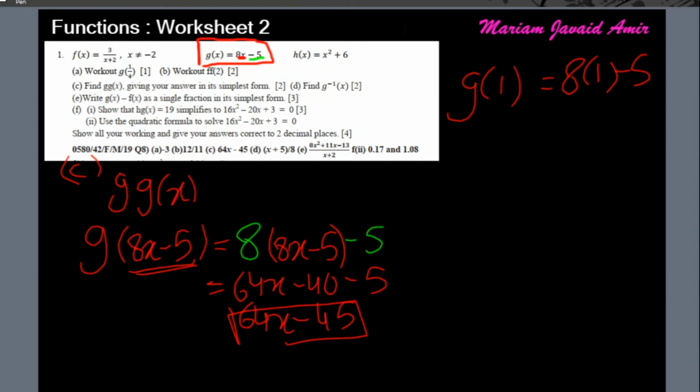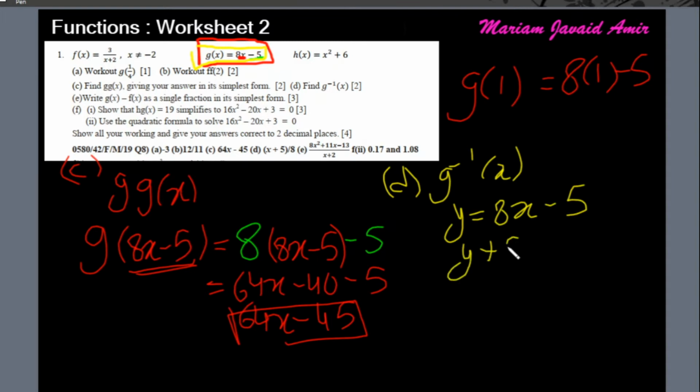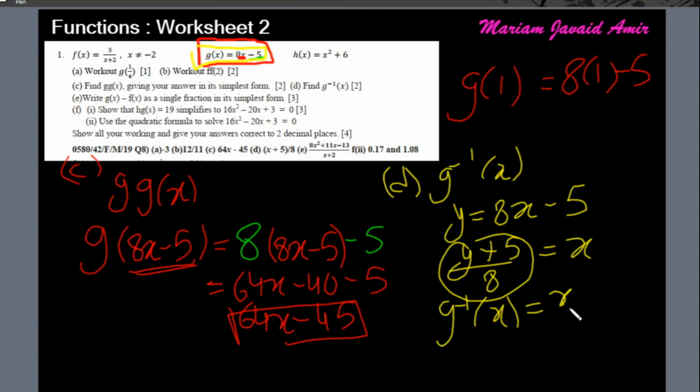Part D, find g inverse of x. For that we simply first write y equals 8x minus 5, then make x the subject, so this becomes (y plus 5) over 8 equals x. This is the answer for g inverse of x. Just change y to x, and this is the answer for g inverse of x.